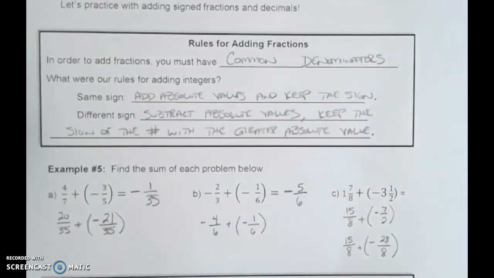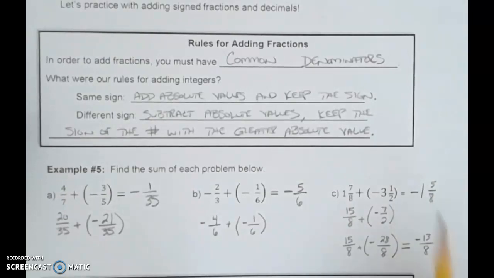Now I can compare the absolute values. Negative 28/8 has the bigger absolute value, so I know my answer is negative. And again, when they're different signs, I'm going to subtract the absolute values. 28/8 minus 15/8 is going to be 13/8, so this is negative 13/8. And now if I make this a mixed number again, 8 goes into 13 once with 5/8 left over. So the final answer here is negative 1 5/8.